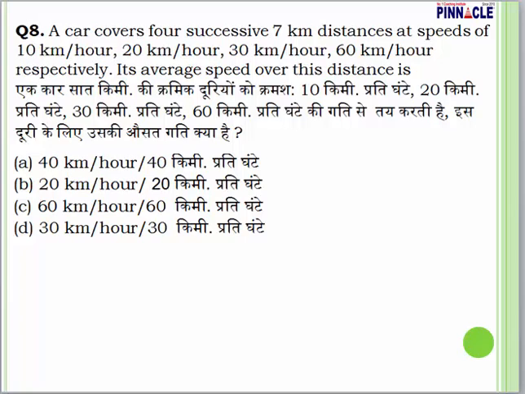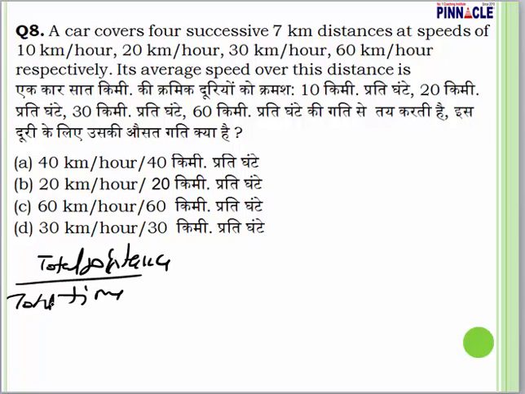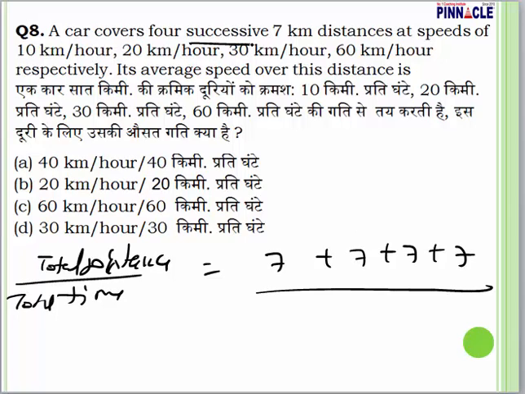Now the question number 8. A car covers 4 successive 7 km distances at the speed of 10 km, 20 km, 30 km, 60 km per hour respectively. Its average speed over this distance would be. What is the formula of average speed? Total distance divided by total time. So what is the total distance? 7 plus 7 plus 7 plus 7, 4 times.